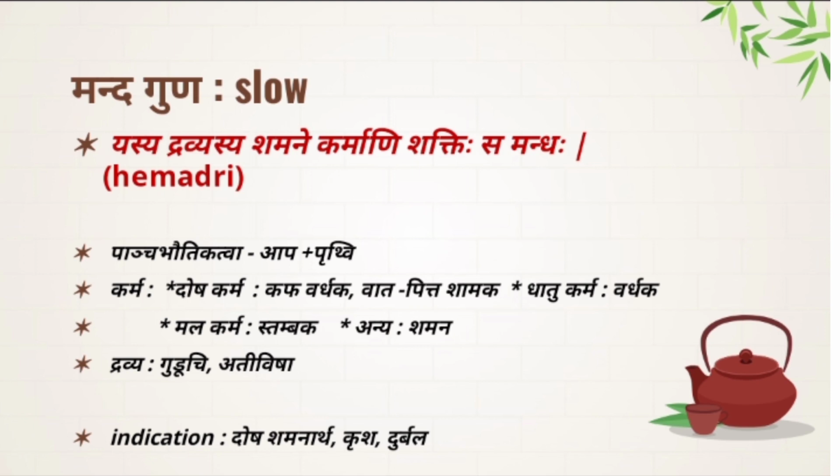So what is the panchabhautikatva? Aap and Prithvi Mahabhuta. So what karma does the mandaguna do to our body? Dosha karma is Kapha Vardhaka and Vata Pitta Shamaka. Dhatu karma is Dhatu Vardhaka. Mala karma is Mala Stambhaka. And Anya is the Shamana, that is nothing but pacification. So what are the dravyas? Those that act as mandaguna: Guduchi and Ativisha.